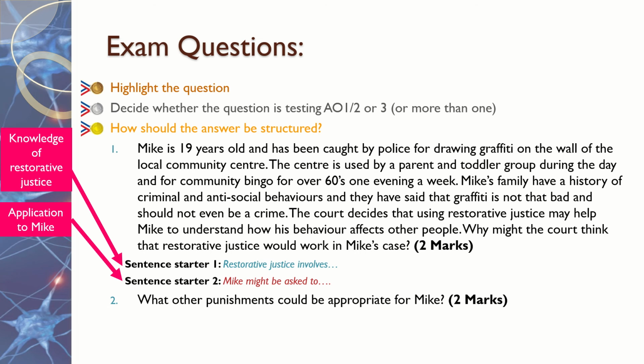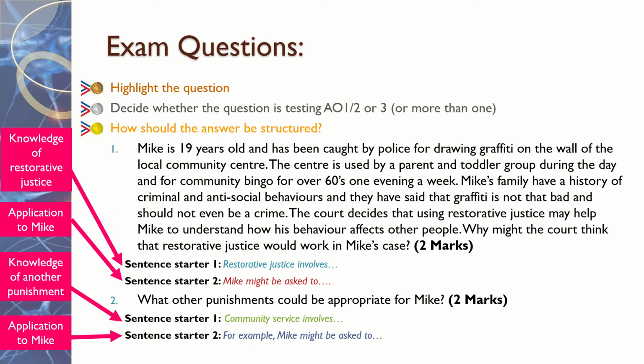So you're going to have your knowledge of restorative justice and your application to Mike. Secondly, your second one, you might say community service involves or prisons involve. And then your second sentence, you're going to say, for example, Mike might be asked to do. So what is he going to be asked to do? And again, we've got our knowledge of another punishment and then our application to Mike. Pause the video, have a go at writing it, and then have a look at my model answers afterwards.